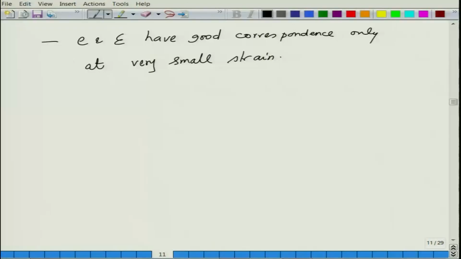What we are going to do in the next class now is we will take up more differences, we will understand more differences between the true strain and engineering strain, especially in terms of how they add up and how they are related to tension and compression, as well as how they are related to volume change.